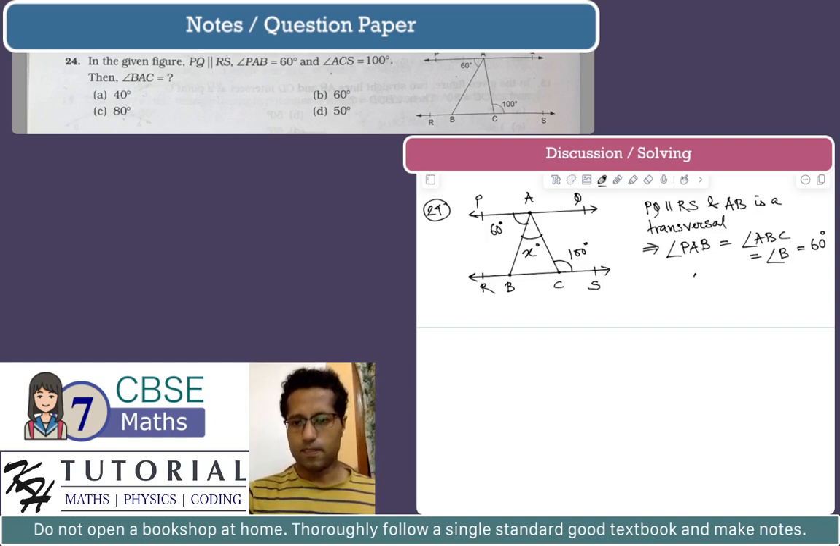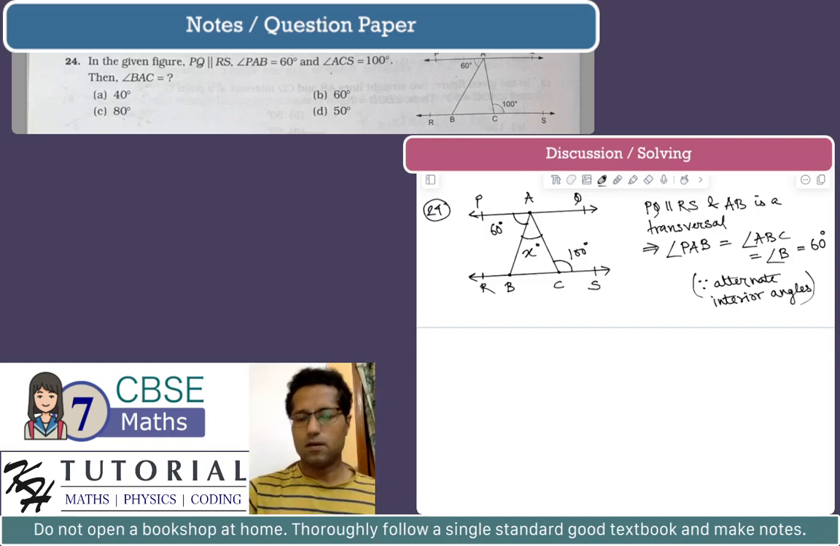You can write alternate interior angles, that's why they are equal. So we have angle B equal to 60 degrees. Okay, what else?